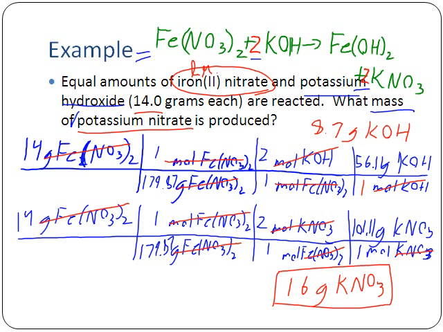So this is how you go about setting up a full-scale problem whenever you don't know which one's the limiting reagent. It is possible to get that final mass, but it does take a few steps. So we got that there. Let's take a look at another one.